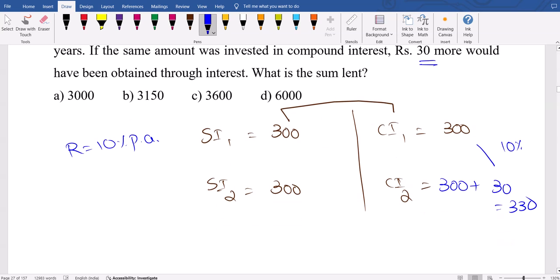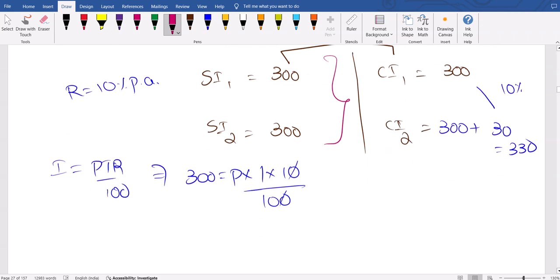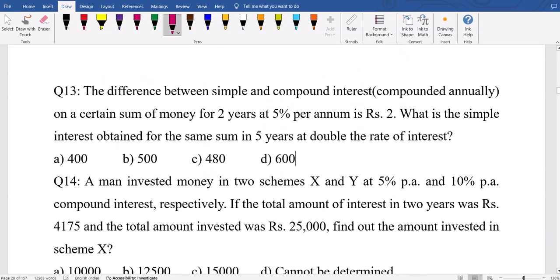So principal: 300 with 10% per annum for 1 year is 300, means principal will be 3000. Principal will be 3000. Use I equal to PTR by 100. Interest is 300. Principal you don't know. Time 1 year. Rate of interest 10. Principal 3000. Right. Sum means principal. Next one.